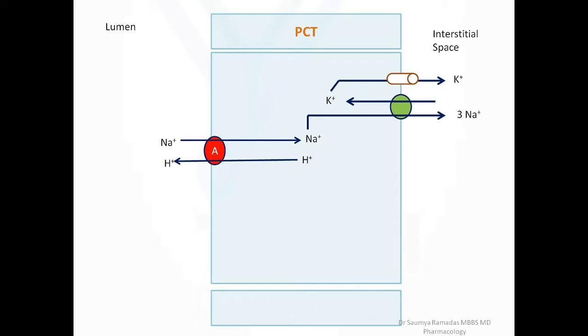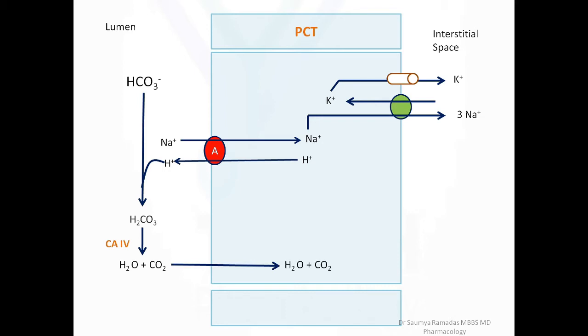This H+ ion combines with the filtered bicarbonate ion and forms carbonic acid. The carbonic acid, in the presence of carbonic anhydrase enzyme, splits into water and carbon dioxide. Carbon dioxide, being lipid soluble, diffuses into the cell and combines with water in the presence of carbonic anhydrase enzyme to form carbonic acid again.